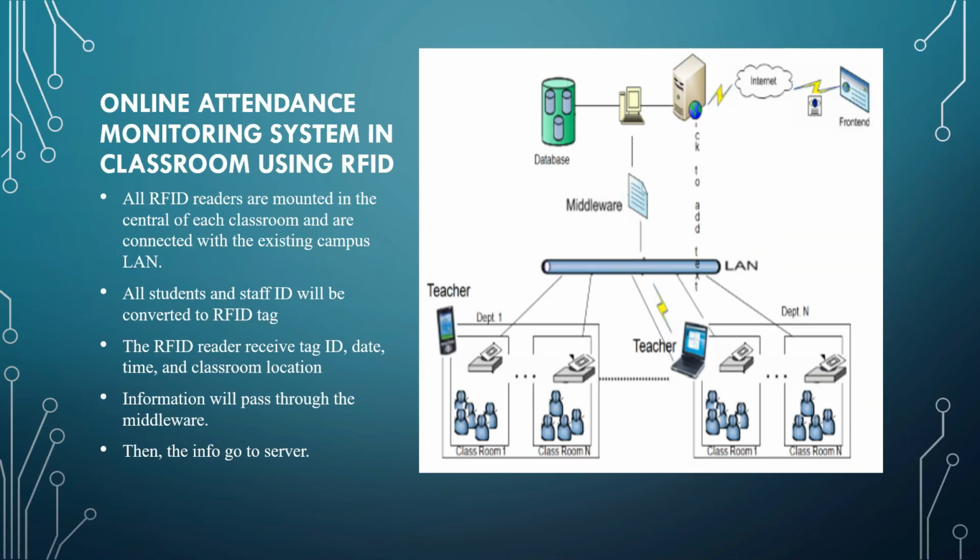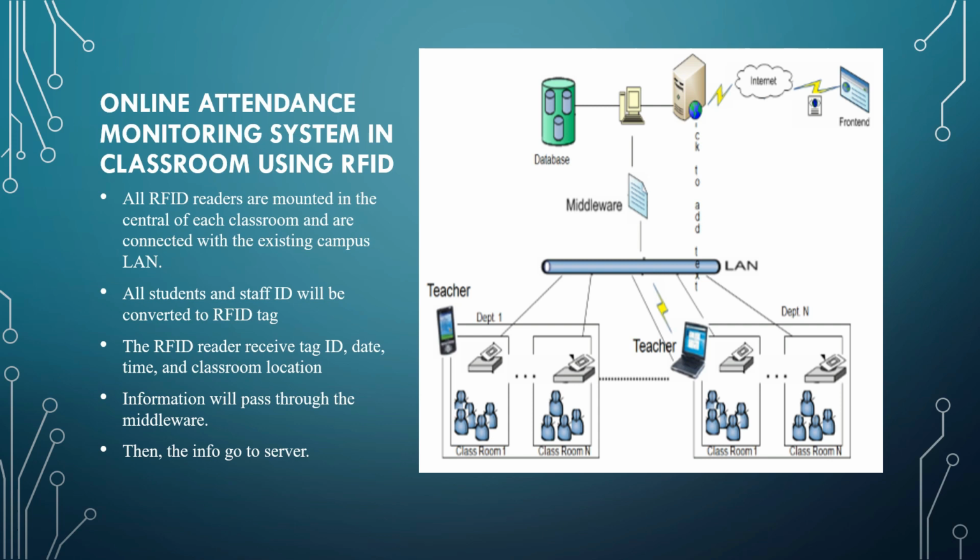The first one is the Online Attendance Monitoring System in Classroom using RFID, or Radio Frequency Identification. This system is used to record the attendance of students in a class. As you can see in the picture on the right, all RFID readers are mounted in the center of each classroom and are connected with the existing campus LAN. To use this system, all students' and staff ID will be converted to RFID tags.